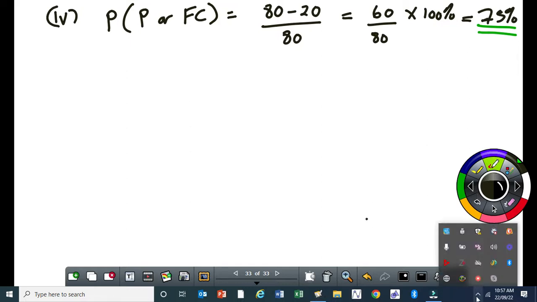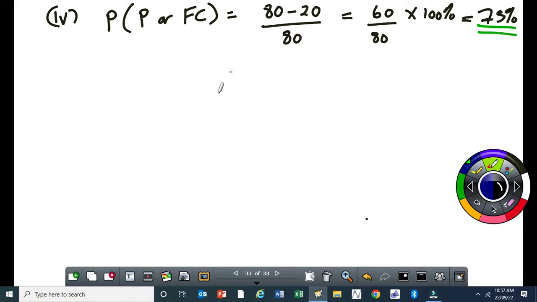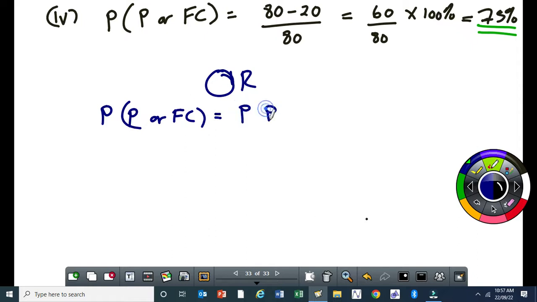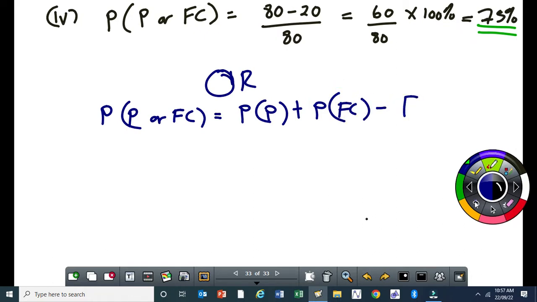Okay. So an alternative solution to this is to use the addition rule. So it will be the probability of eating pap or fried chicken. It's going to be equal to the probability of eating pap plus the probability of eating fried chicken minus the probability of eating pap and fried chicken.